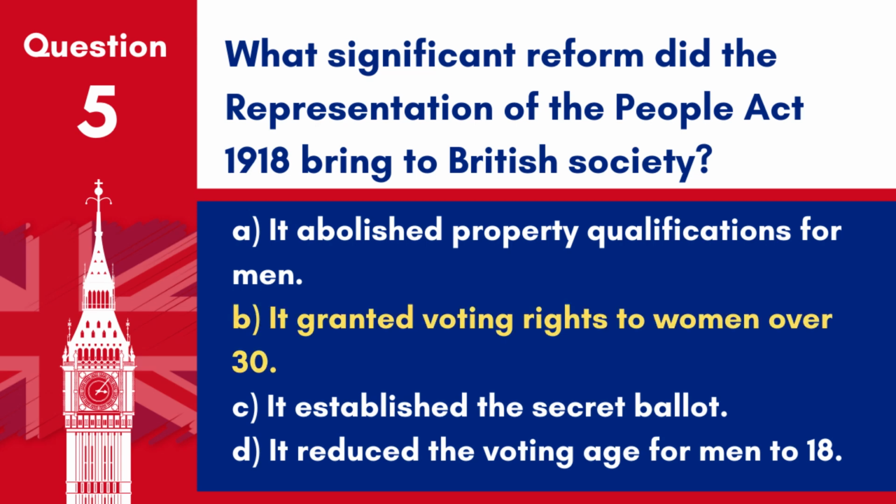Answer: B. It granted voting rights to women over 30. The Representation of the People Act 1918 significantly reformed British society by granting voting rights to women over the age of 30 who met certain property qualifications.